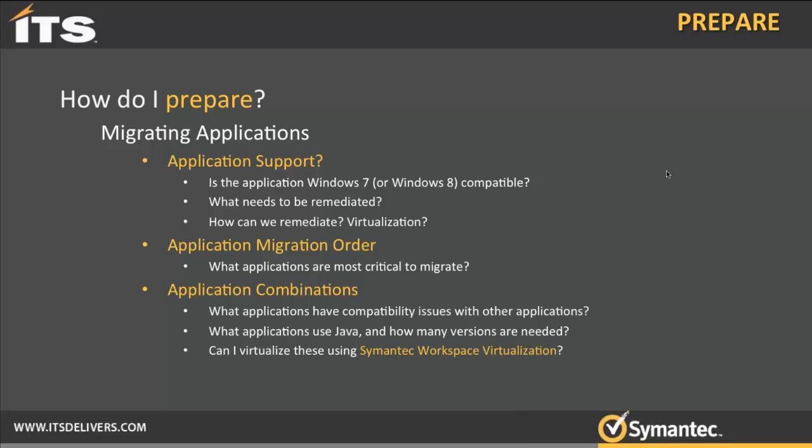Application combinations. This kind of goes back to the support as well. If we have compatibility issues with other applications, let's say we need multiple Java versions installed for multiple applications, let's just wrap those up into workspace virtualization layers and deliver those to the endpoints. That way we can specify exactly which applications need to use which version of Java, reducing our compatibility issues as well as the troubleshooting that's needed to determine why endpoints are not working correctly.